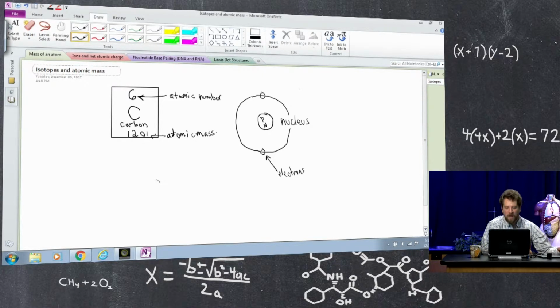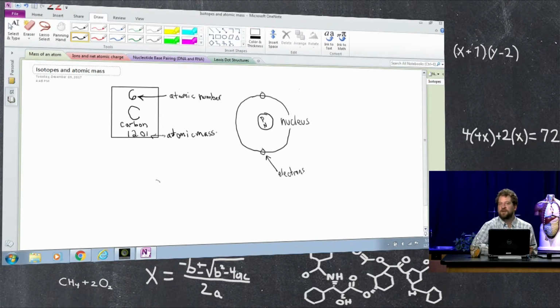And the atomic mass of an atom is always found by adding together the protons and the neutrons. Now you'll notice that the mass of the carbon atom is listed as 12.01, and that might seem a little bit confusing. We can't have 0.01 of a proton or a neutron. So atomic masses for a given atom should always be a whole number, like 12 or 13 or 11.